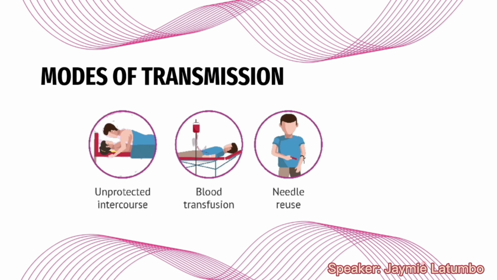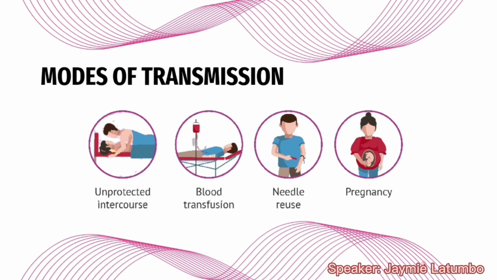And the fourth one is through pregnancy. If the disease that someone acquired can be found in the genital area, the baby can be infected since during the delivery, the baby will pass through the birth canal or vagina where the infection or disease can be found.